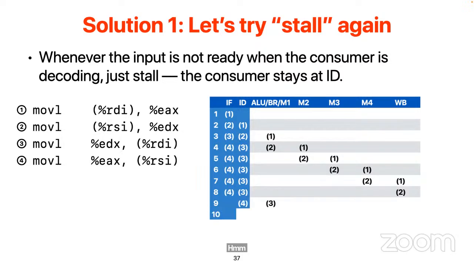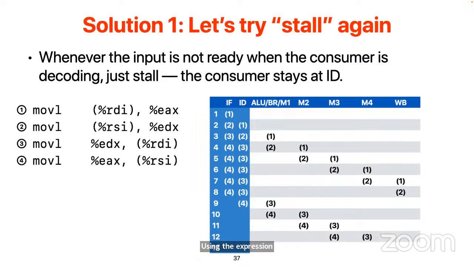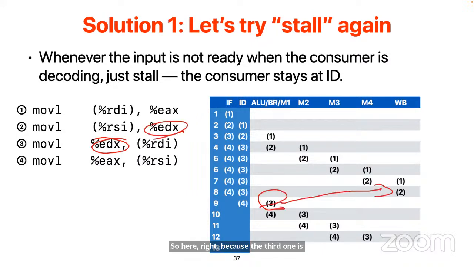Okay, I think this one I actually got it right. This is the other pipeline diagram that I drew using the expression method. This one is correct, and the previous one is wrong. Here, the third one is depending on the second one, so I'm depending on the output from 2 to continue.